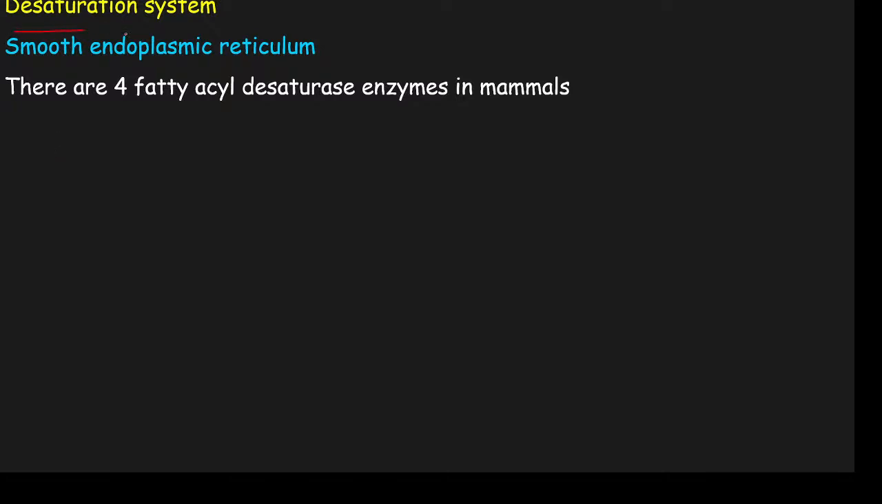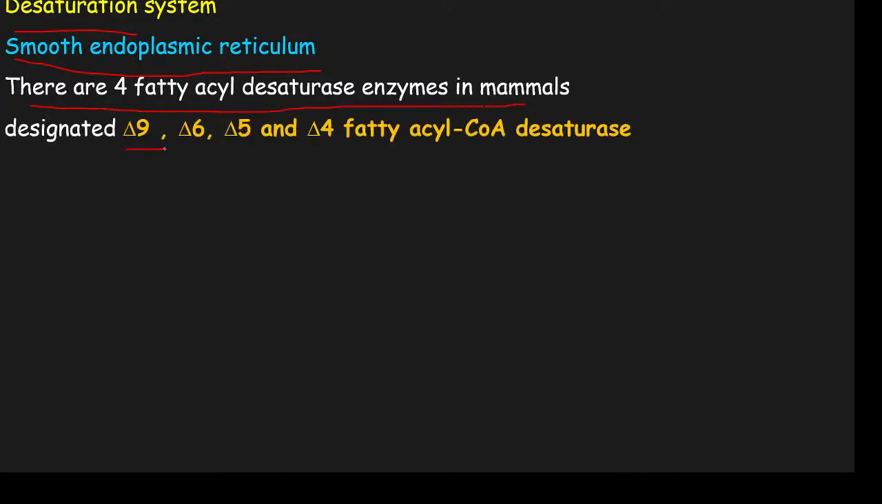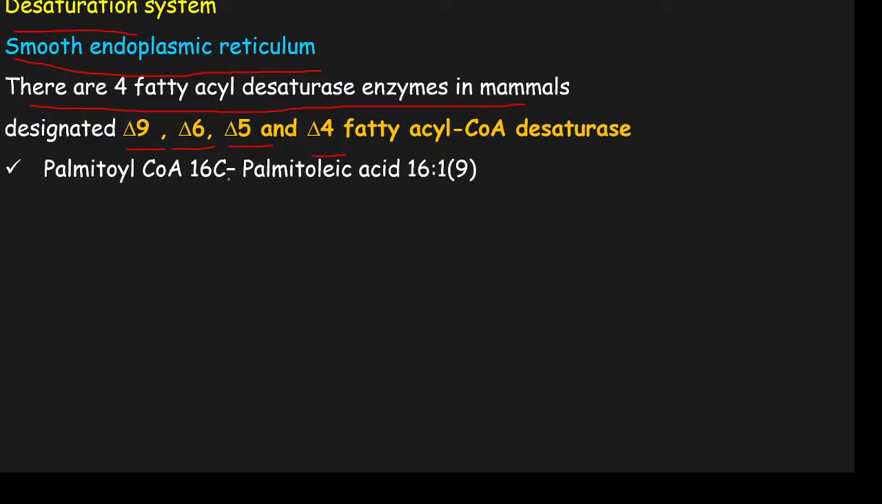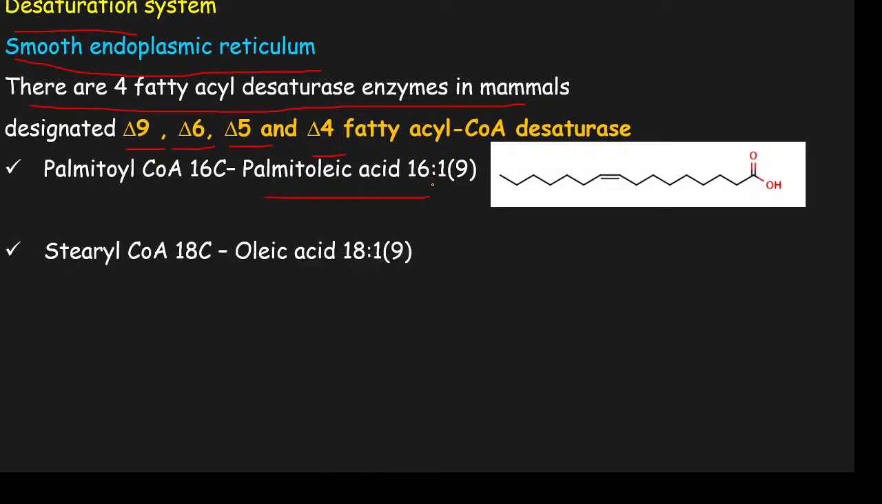Okay, in summary, desaturation occurs in the smooth endoplasmic reticulum. So there are 4 fatty acyl desaturase enzymes in mammals, that is delta 9, delta 6, delta 5, and delta 4 desaturase enzymes. So palmitoyl CoA can be converted to palmitoleic acid. Palmitoleic acid contains a double bond at the 9th carbon atom, that is between the 9th and 10th carbon atom.